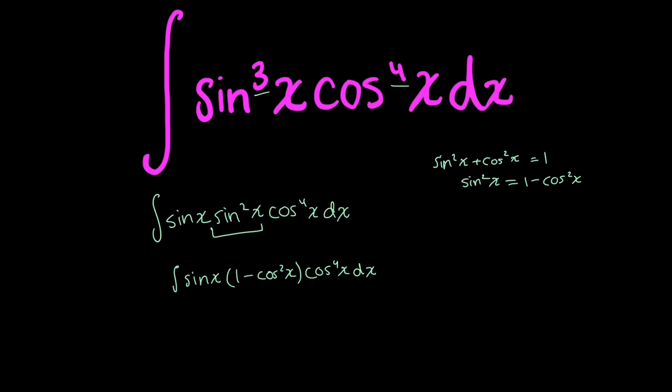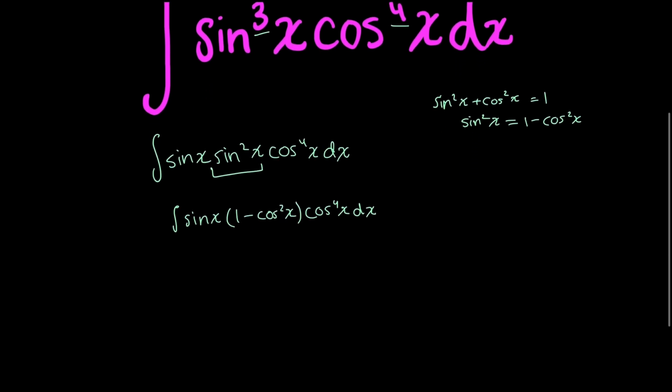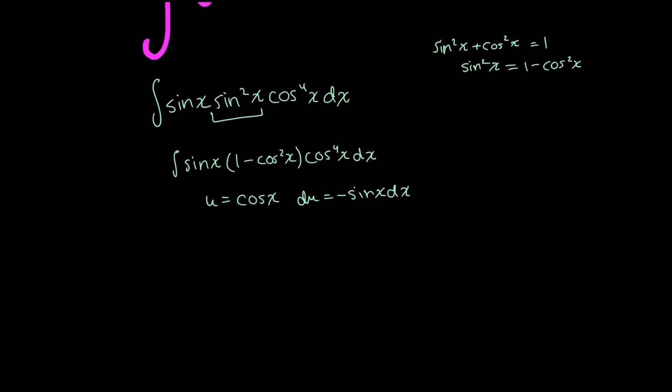And now what I could do is just apply u substitution because I have a function and its derivative in that integral. My function being cosine and its derivative being minus sine, but with some manipulation we could achieve that. So this is pretty straightforward now, so let me just apply that u substitution. So u is equal to cosine x, and my du is equal to negative sine x dx. And now rewriting this integral in terms of u gives me 1 minus u squared times u to the power of 4 du multiplied by a negative, because remember my du is negative.